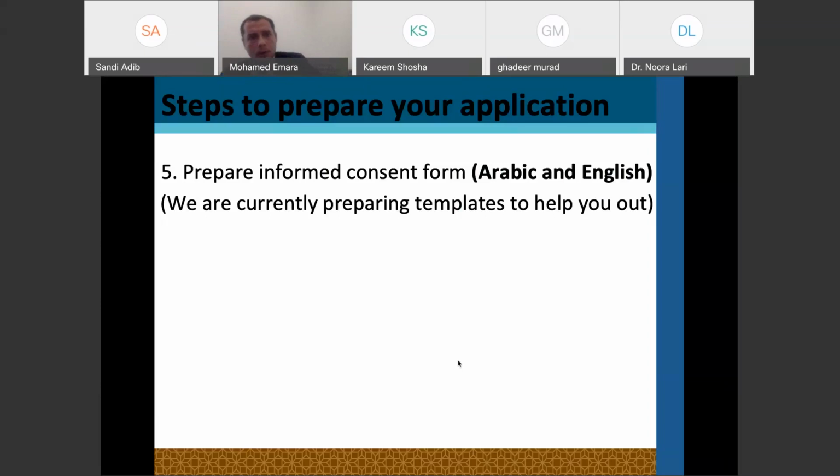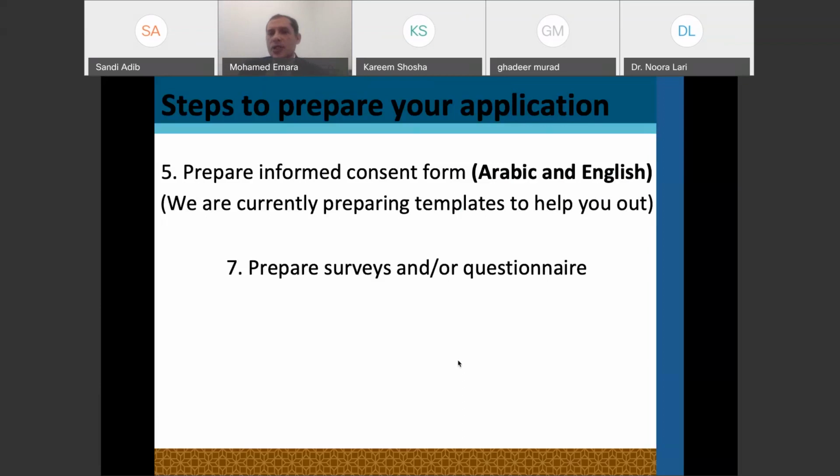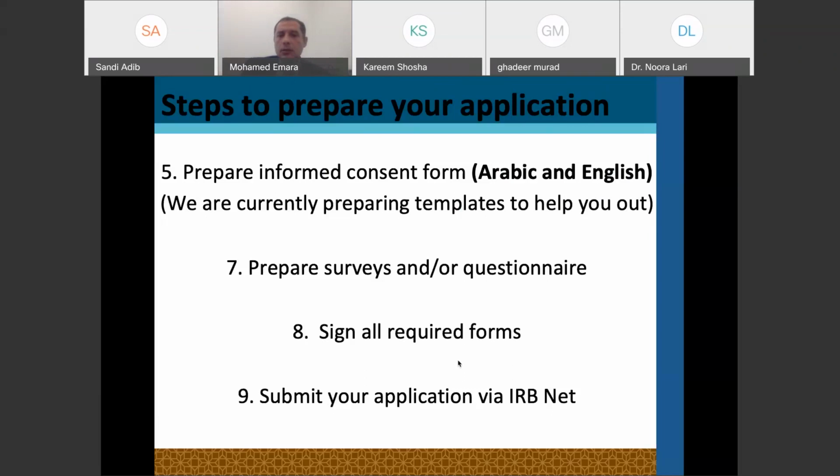To help you more, we are currently preparing templates in our office for this consent form, in Arabic and in English, for medical and inshallah also for the non-medical, to help you have a template that you can use. It's not mandatory that you use this template, but you have something that can guide you for this kind of consent form. If you have a survey and questionnaire, please prepare it very well and also follow the same guideline for the Arabic and the English parts. Make sure that you sign all the required forms. This is very important, and submit your application via IRBNet.